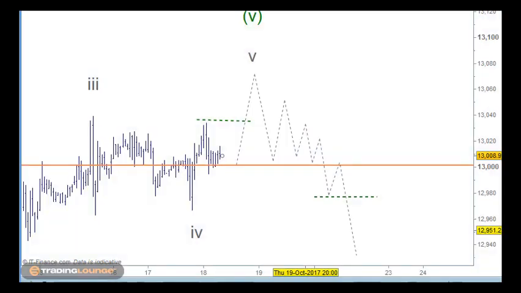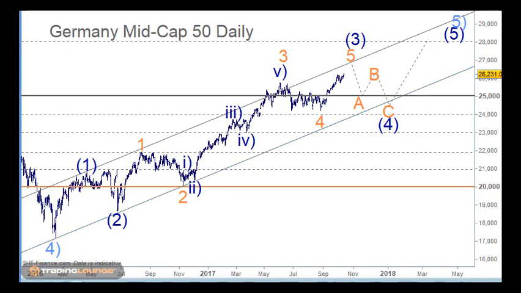Also, we just want to have a quick look at the Germany mid-cap here. Just on the daily chart, similar to the DAX and the S&P 500, all the markets that moved off the low in 2016, including BHP and the material sector, US banks, DAX, S&P. They're all in that same basic trend, and we're looking in this case at wave 1 and 2, and going up into wave 3 here.